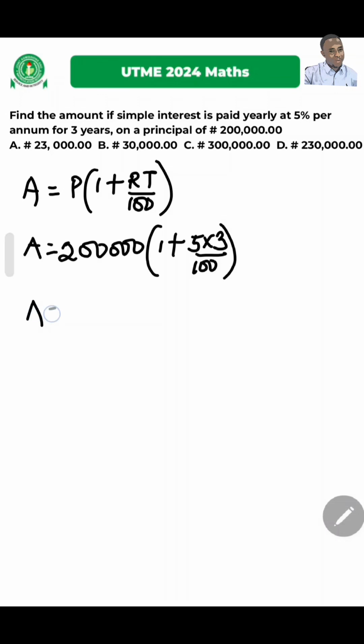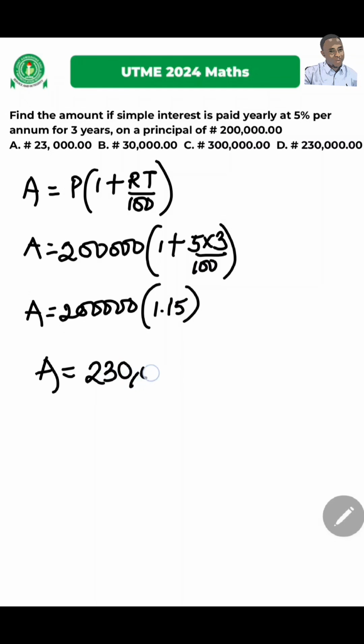So I have 200,000 into 5 times 3 is 15 divided by 100 is 0.15 plus 1 is 1.15. So if you multiply this, the amount is going to be equal to 230,000 naira. That is option D.